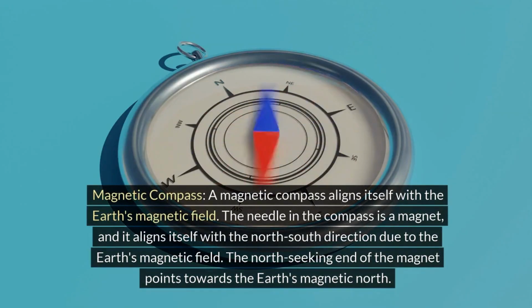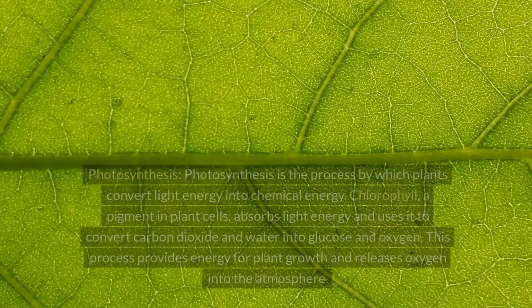Magnetic compass. A magnetic compass aligns itself with the Earth's magnetic field. The needle in the compass is a magnet, and it aligns itself with the north-south direction due to the Earth's magnetic field. The north-seeking end of the magnet points towards the Earth's magnetic north.